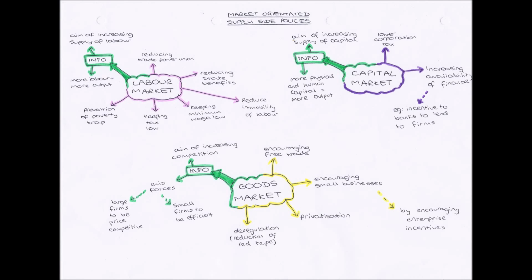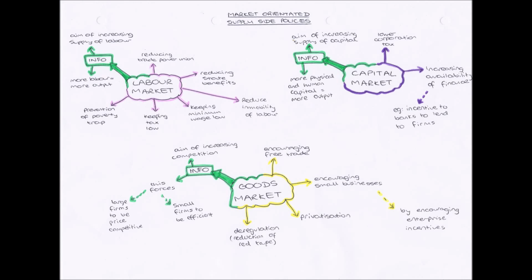Now, the aims of supply-side policies in the labour market are to increase the supply of labour, so to make as much labour available as possible. And the idea is, assuming these people have jobs to go and work in, there will be greater levels of output, therefore greater levels of economic growth.